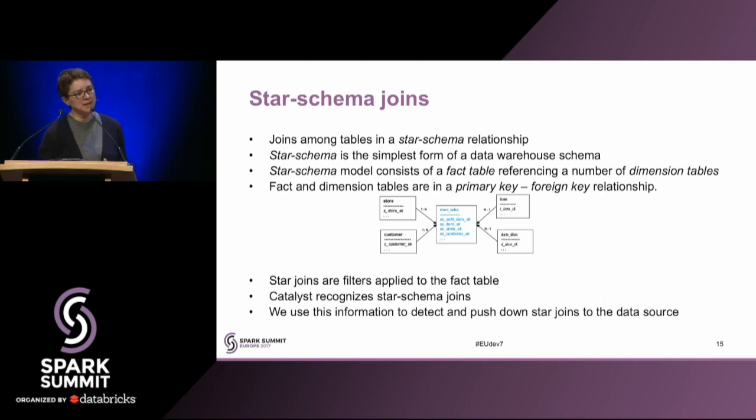Because of the primary key foreign key relationship, star joins are considered filtering joins. They can simply be viewed as filters applied to the fact table. Because of that, they are safe to be pushed down to the data source since they will not increase the number of rows. Today, Catalyst recognizes star-schema joins, and we use this information to detect and push down star joins to the data source.